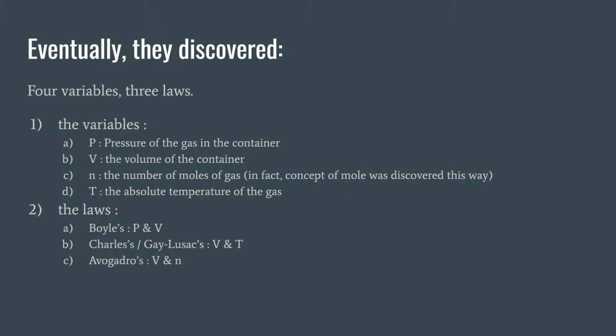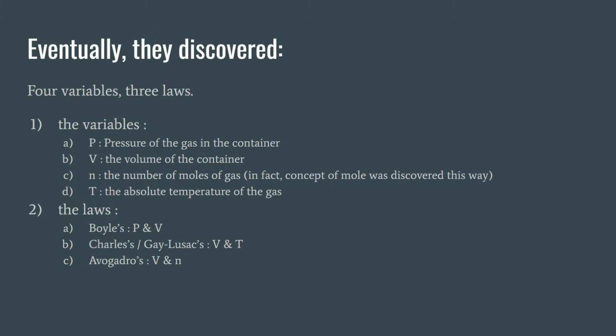The variables are pressure, which we talked about earlier, the volume of the container, the number of moles of gas. In fact, this is how they discovered the concept of the mole. And finally, the temperature of the gas. Absolute. This is always going to be in Kelvin.